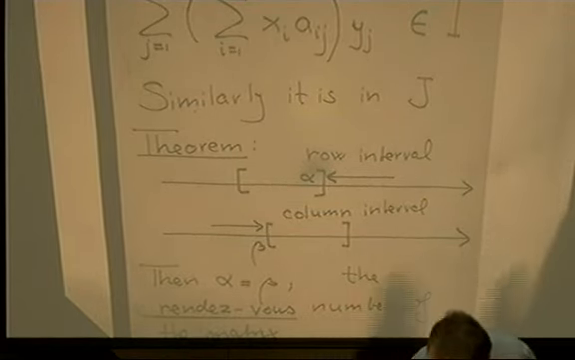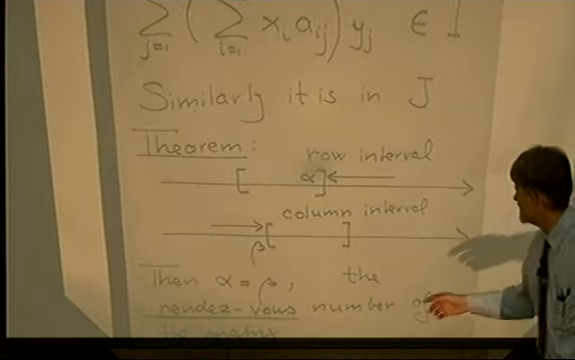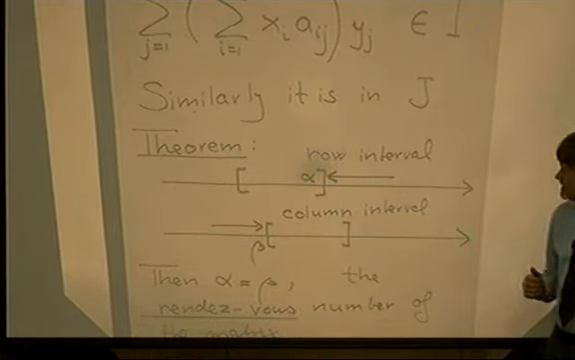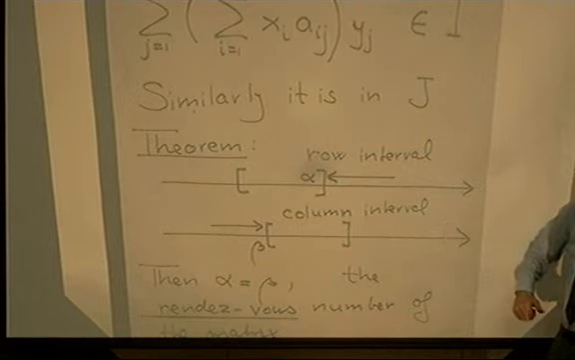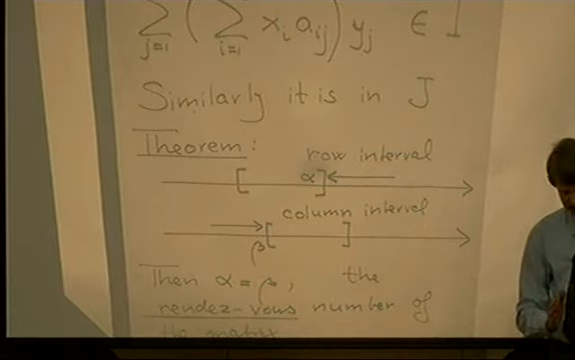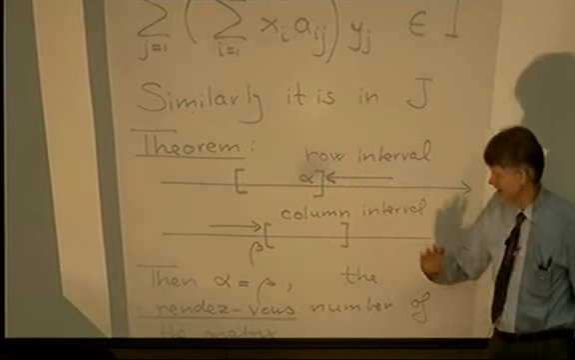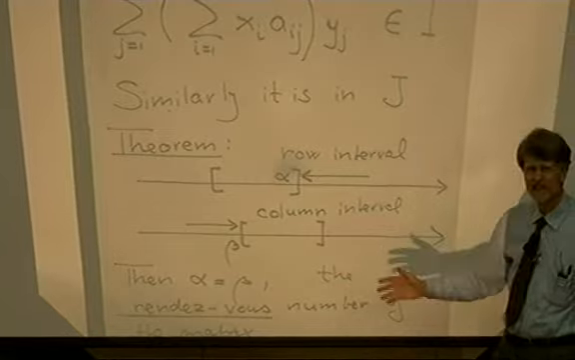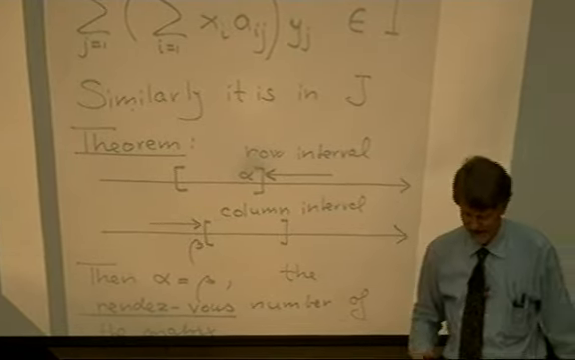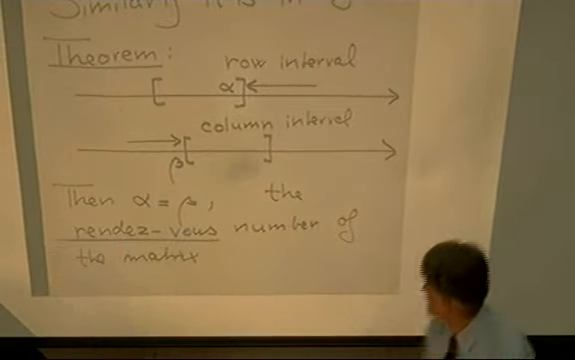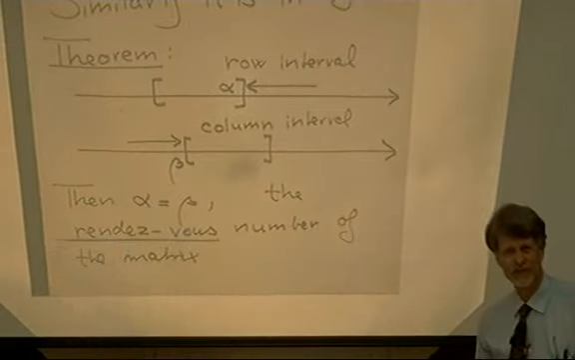They become the same. And this common number, when you make these two the same, that can only happen in one way, because any row interval intersects any column interval. So it's not possible to do it in two different ways. Then you will get a contradiction with this trivial lemma up here. So the number you get here is unique. And I call that the rendezvous number of the matrix. So this is a definition of a number associated with a matrix.